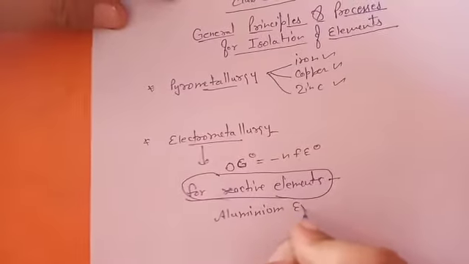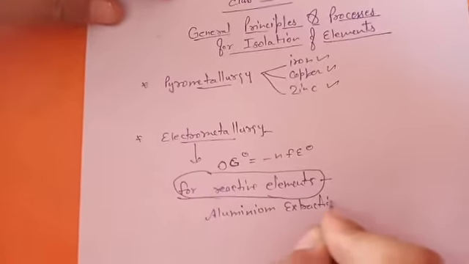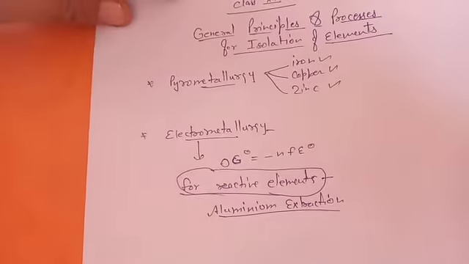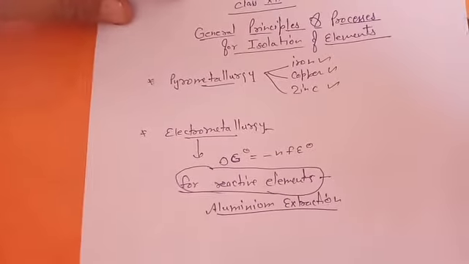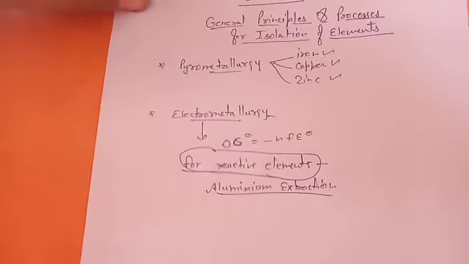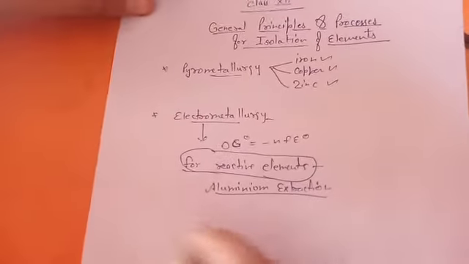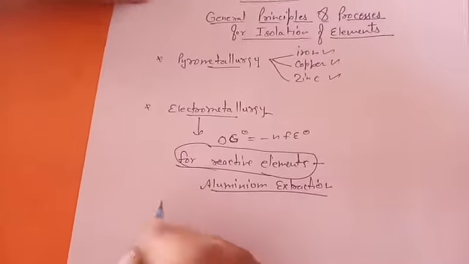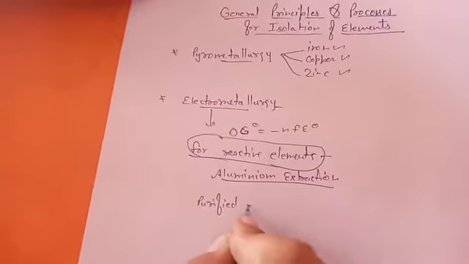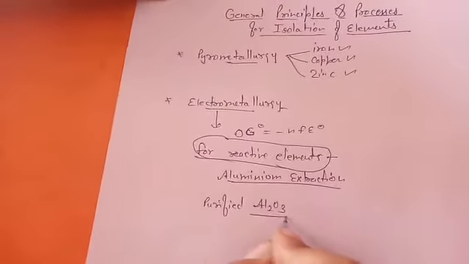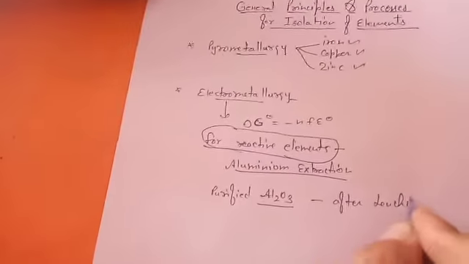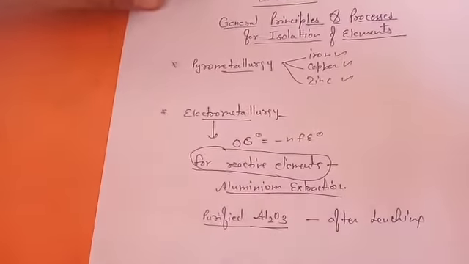Aluminium is quite reactive. It is not easy to reduce, because aluminium lies in the lowest portion of the Ellingham diagram. So we apply an electrochemical principle. First of all, we need purified alumina, which we get after leaching, that is, after concentration.